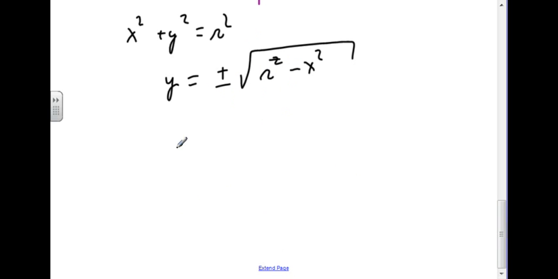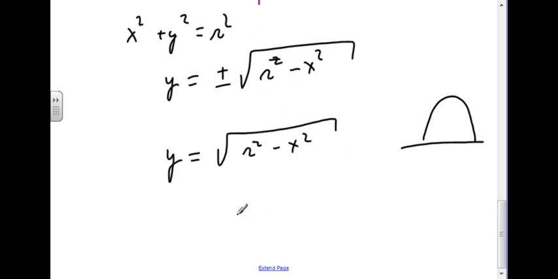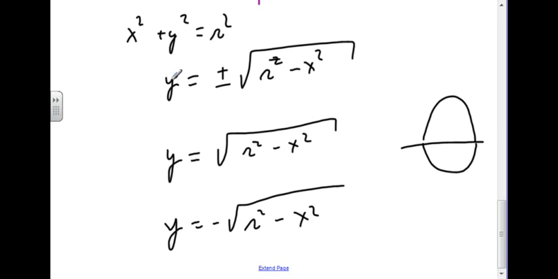And then we say, well, we have 2 functions. One function, y is equal to the square root of r squared minus x squared. So that'd be the top half of the circle. And then y is equal to minus the square root of r squared minus x squared. That'd be the bottom half of the circle. But the whole circle would not be a function. But either the top half or the bottom half could be. That would be a function. Perfectly okay.